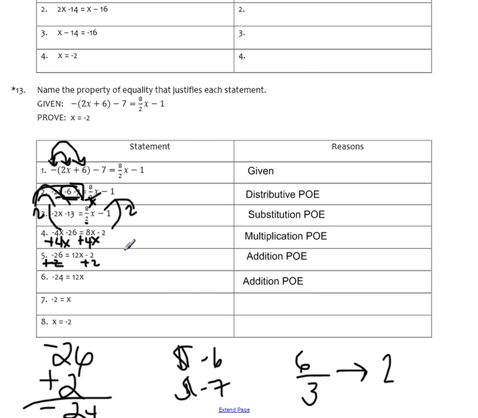All right, step 6 to step 7. Negative 24 is gone. It's now a negative 2. And 12x is now x. So both of those terms have gotten smaller. That means that we've either multiplied or divided. And when both terms get smaller, that means you've divided. We divided both sides by 12.